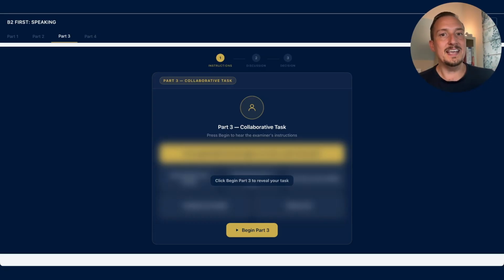Once you're done, the examiner will then ask you both a follow-up question to discuss. This will last for about 1 minute, and the purpose of this bit is to try and reach a decision. Don't worry, you don't need to reach a decision, but that's the purpose of that particular speaking part. So let's dive straight in. When I click begin part 3, you will hear a sort of realistic conversation that I'll have with my speaking partner so you can see how this works.